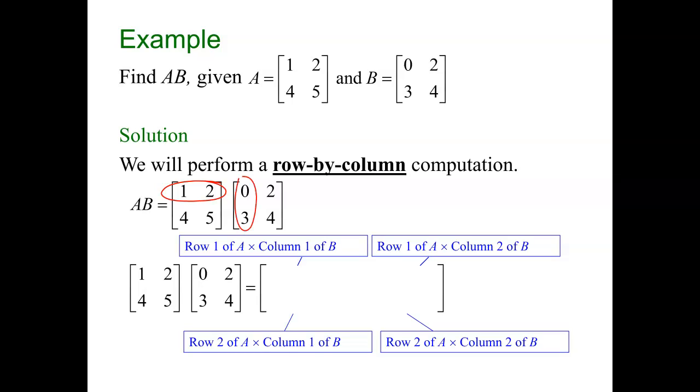So we're going to start with the first and the first. Multiplying 1 times 0 and 2 times 3. Row of the first times the column of the second. So we multiply the first element by the first element and the second element by the second element, and then we add those together. Okay?